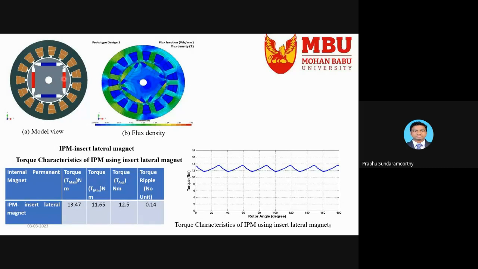That means if you are using reluctance, we will get a high torque, and if you are using permanent magnet also, the torque value will be increased, right? So a proper design has to be considered to have a high torque here. If you see, the torque ripple is further reduced to 0.14, right? And it won't compromise the average torque.